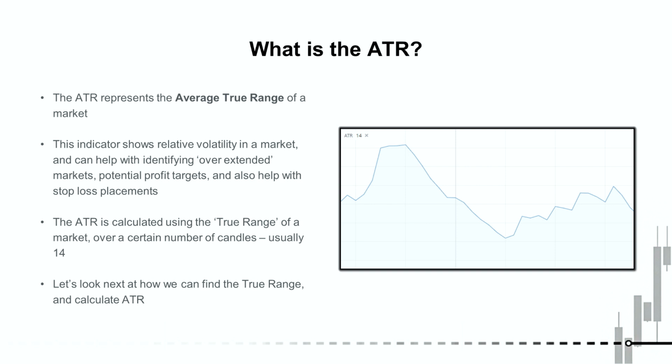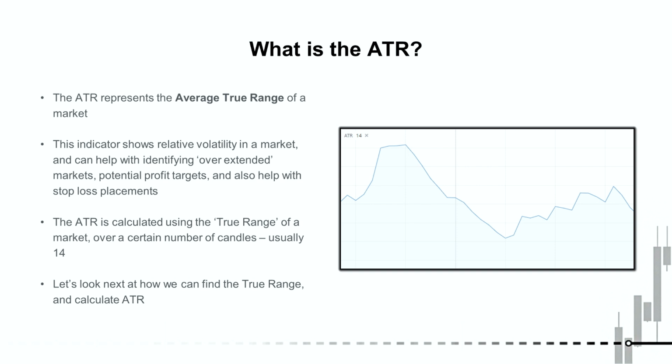And with the ATR, we can look at things like seeing about markets that are overextended. We can look at using it for potential stop loss placements. We're going to cover that a little later on in the video. And also in terms of looking at potential profit targets, how far a market is potentially going to move in a certain period based on what it's done across the average recently.